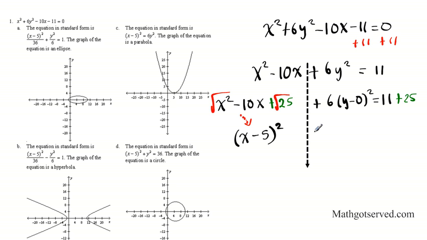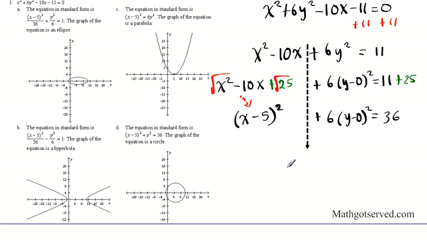All right, plus 6 times y minus 0 squared. 11 plus 25 is 36, okay? Now, I know that for the standard form of conics, let me write it down here. For the standard form of conics, we do not need any coefficients in front of the parentheses. Also, we like to have it equal to 1.